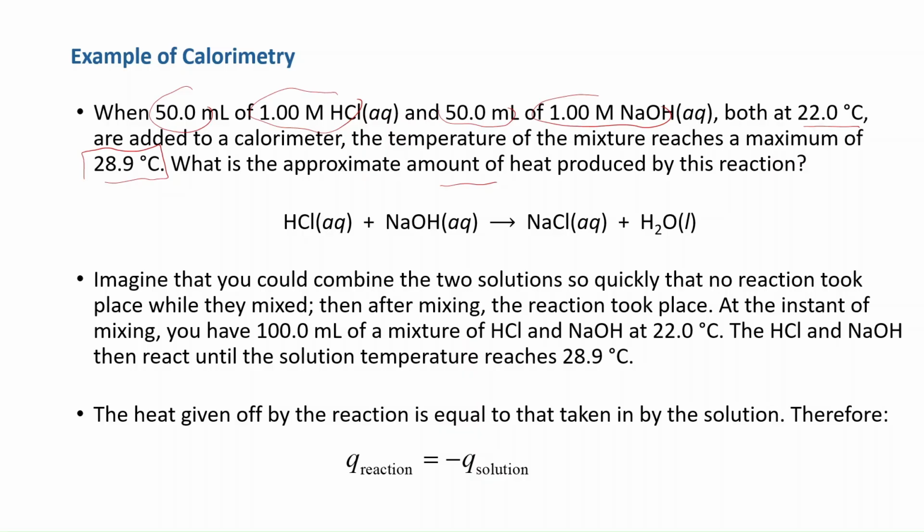But if you could mix the two solutions so quickly that there's no reaction yet, you realize that what you have is 100 milliliters of your mixture. You have 50 milliliters of one, 50 of the other one, so you end up with 100 milliliters of your mixture at 22 degrees. And then, like I said, they react and the temperature goes up. We said that the value of the heat is going to be the same for reaction and solution with opposite signs.